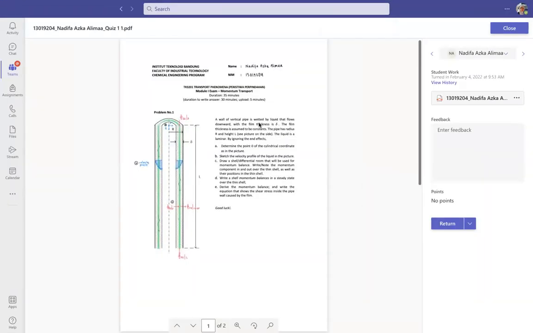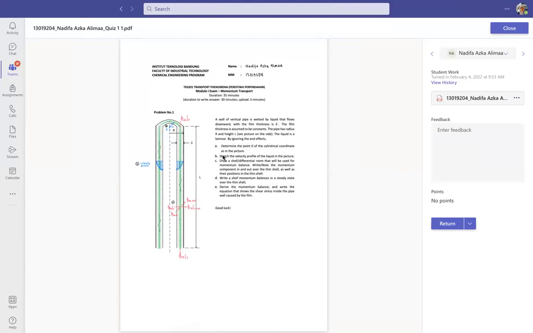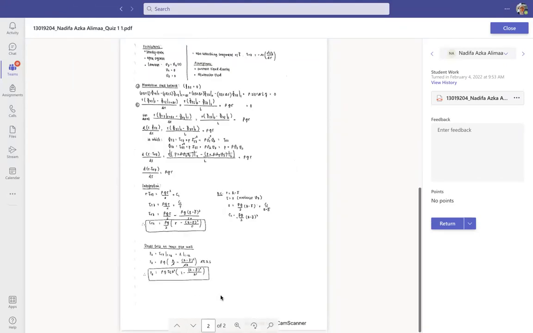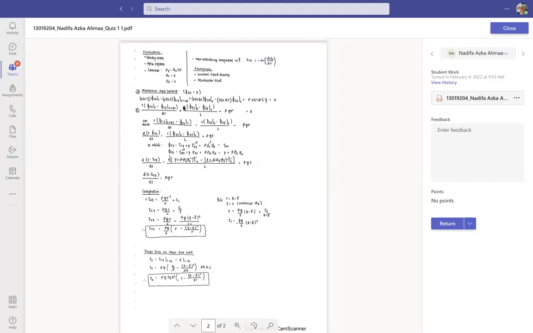Okay. So I think the problem that we have is that I know the students don't get feedback on time. So you get the feedback late, and you don't have time to try to improve it. Okay, so Nadifa, that is number A. Okay, good. B, also the velocity profile. The momentum shell balance. I didn't check in really great detail, but we're going to see.